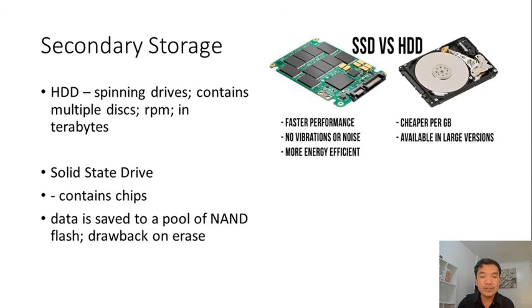For secondary storage, you also need to learn the basic idea of the spinning drives, or the magnetic disk, which is cheaper, your hard disk, compared to your solid state drive, which is the recent development in storage devices. In fact, the majority of computers as of now, especially portable computers, already use a solid state drive. That means there are no rotating aspects in your computer.